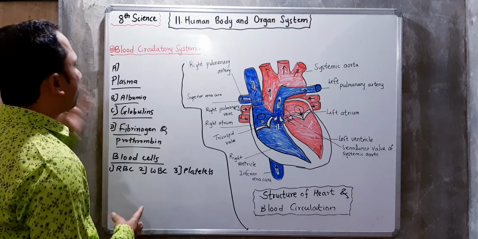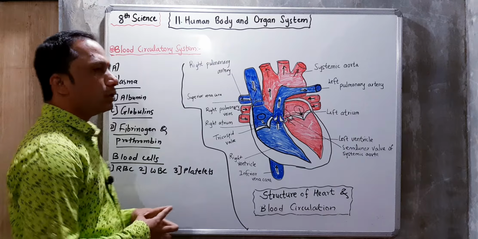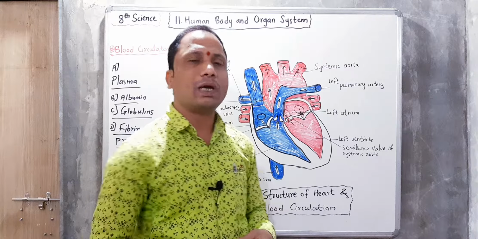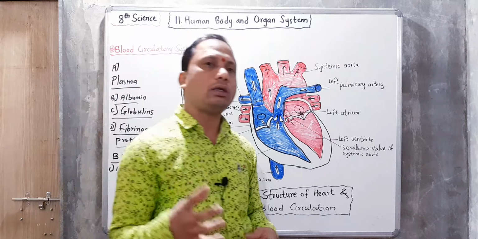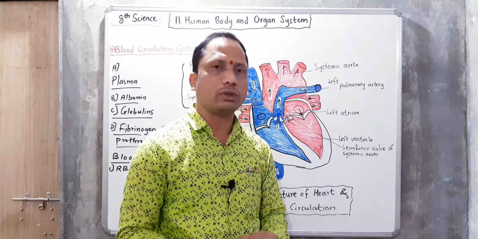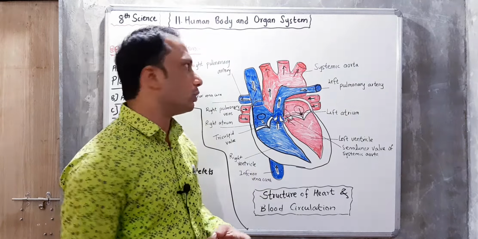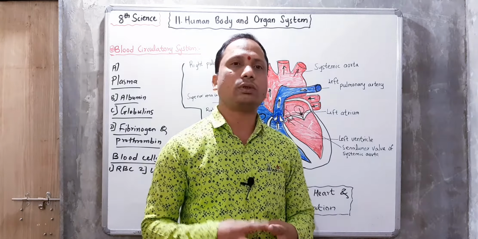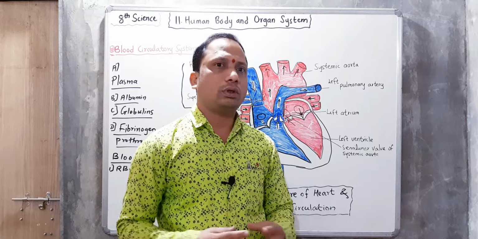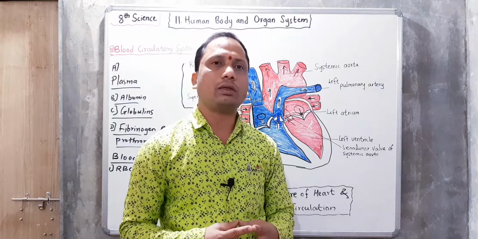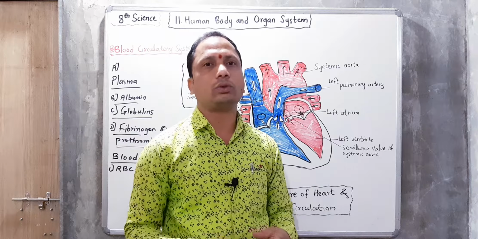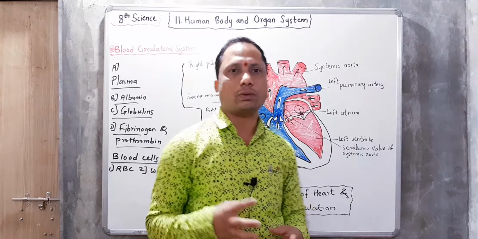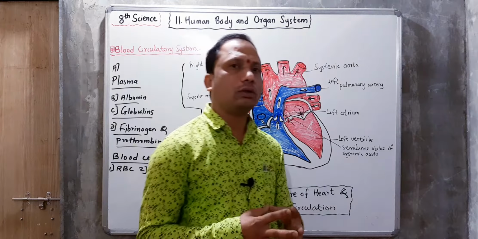In the plasma, you know that plasma is a pale yellow colored fluid. In the plasma, 90 to 92% water is present. 6 to 8% proteins etc. are present in plasma, and lastly approximately 2% inorganic minerals are present in plasma. And it is a pale yellow colored fluid.